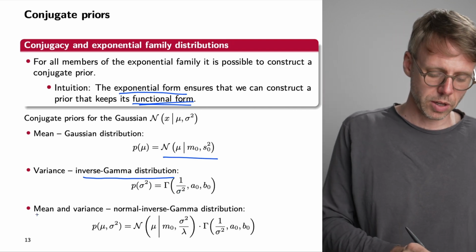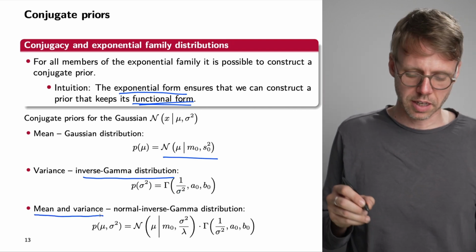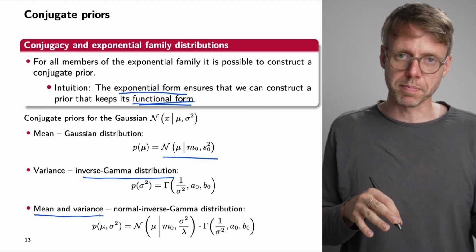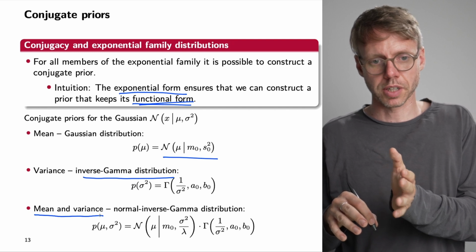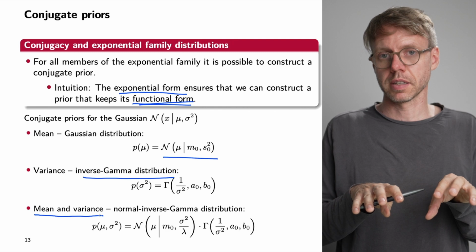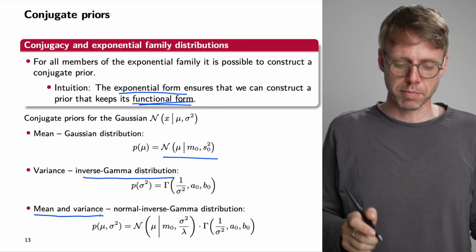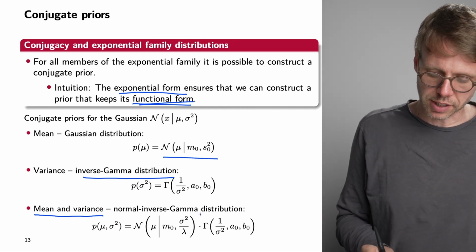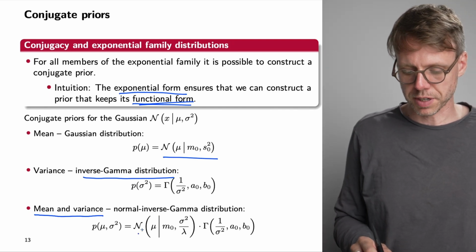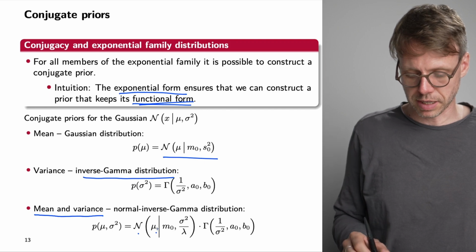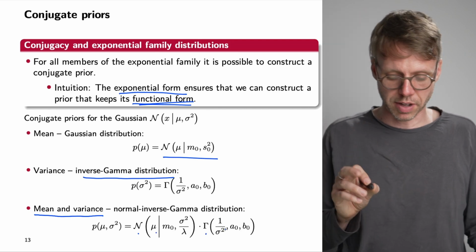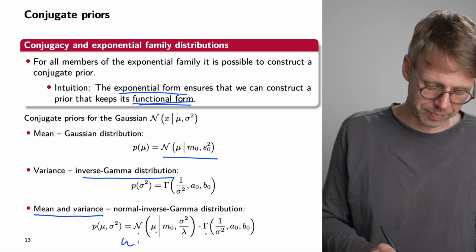Or we could even find a joint prior distribution over both the mean and the variance of the Gaussian. So we could do full Bayesian inference over both parameters, the mean and the variance, by using the so-called normal inverse gamma distribution, which is essentially the product of a normal distribution in the mean and a gamma distribution in the inverse variance. However, they're not independent.